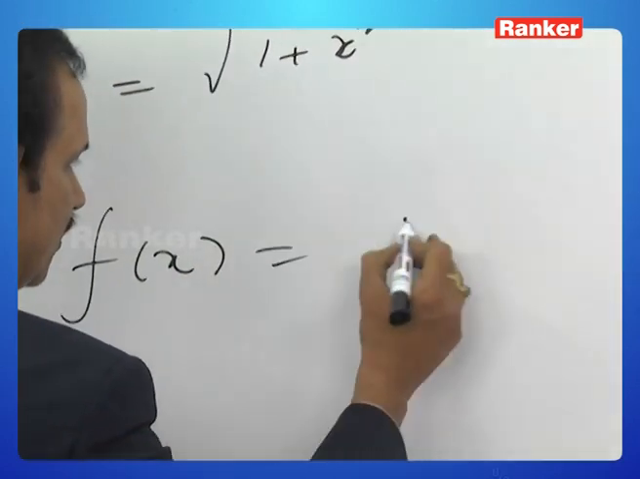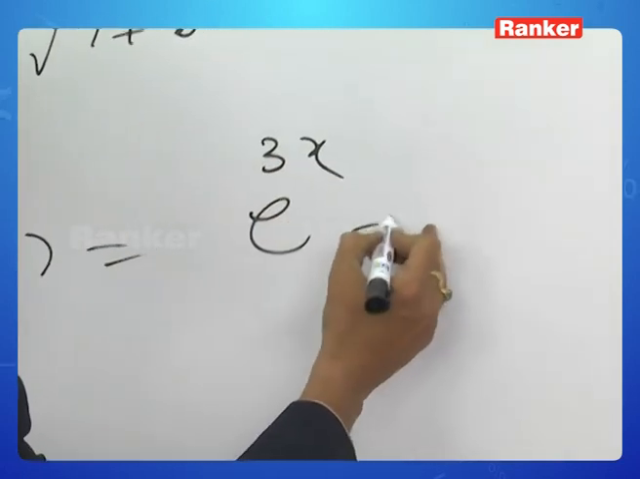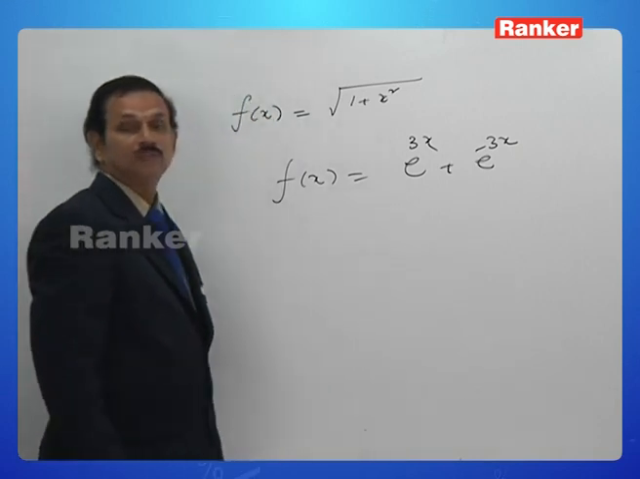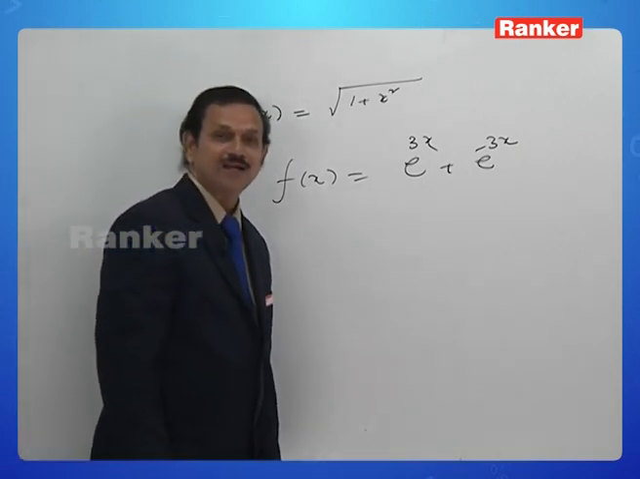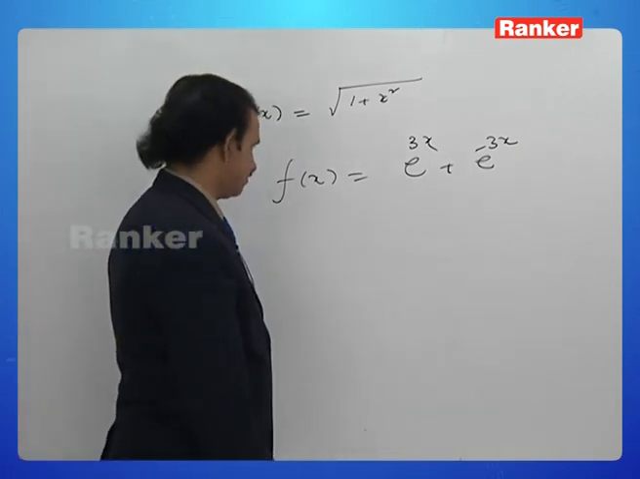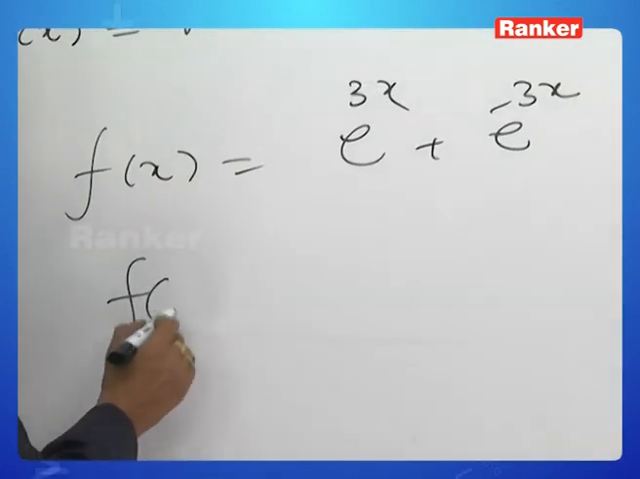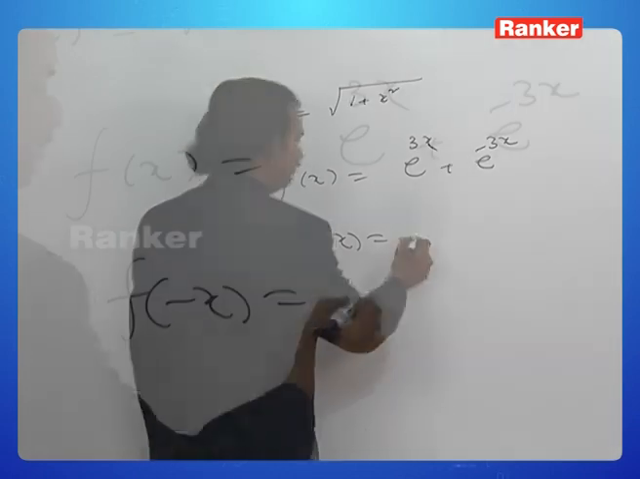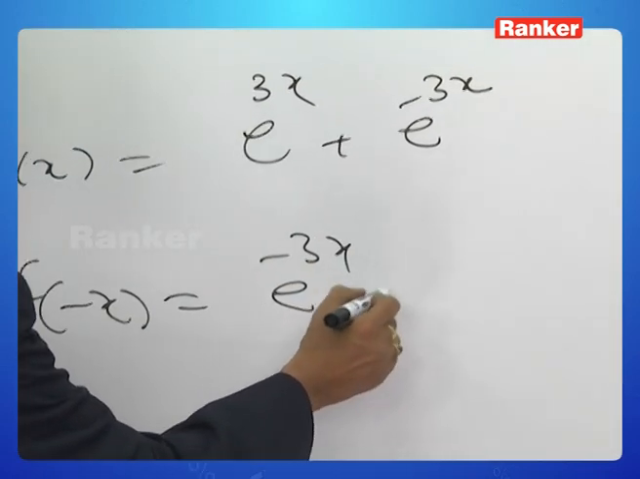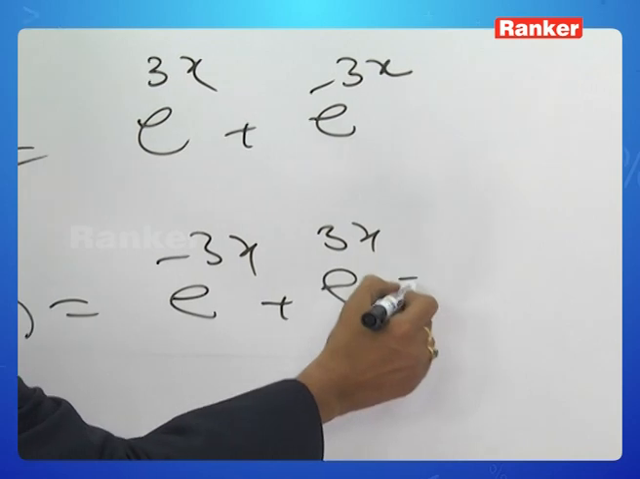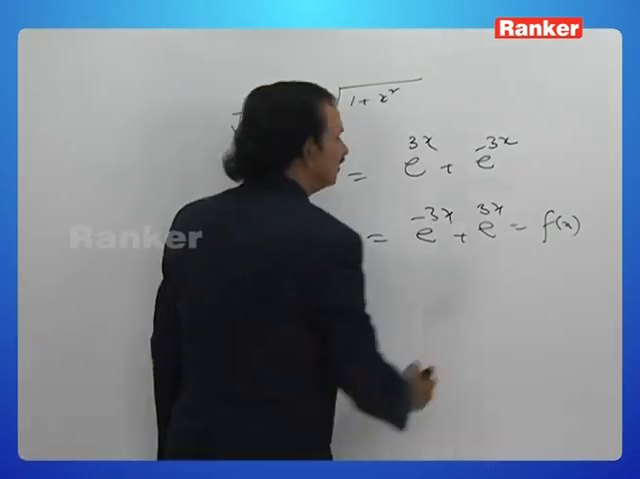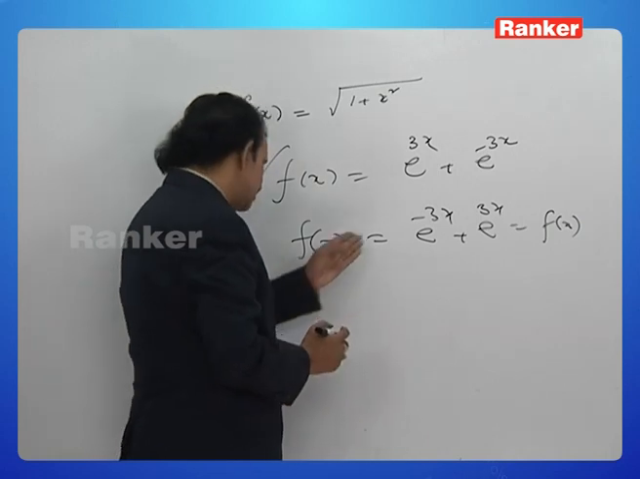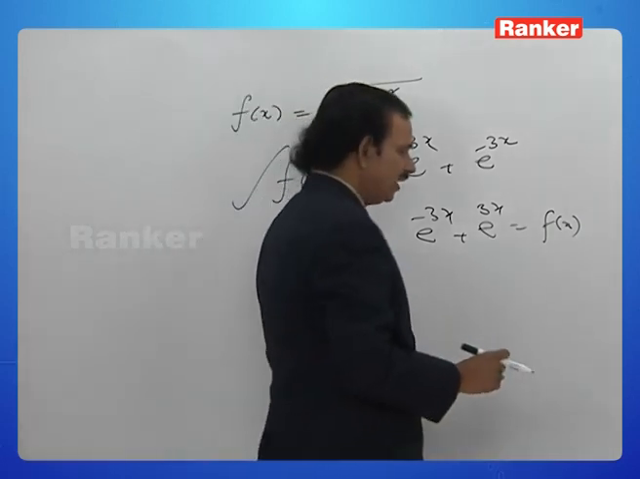You observe this function. f of x is equal to e power 3x plus e power minus 3x. Is it even or odd? Let us observe. Calculate f of minus x. What is going to happen? e power minus 3x plus e power 3x. So it is nothing but f of x. Surely this is even. Why? Because f of minus x is equal to f of x.